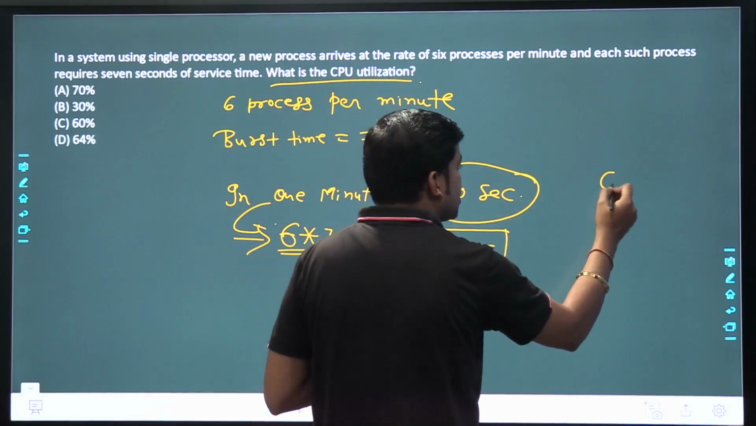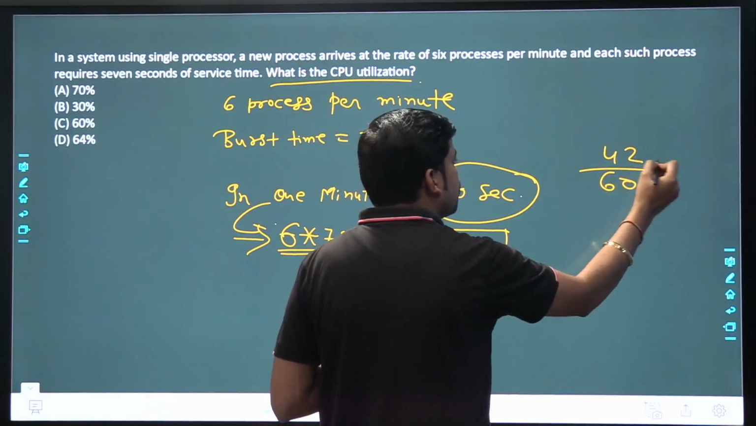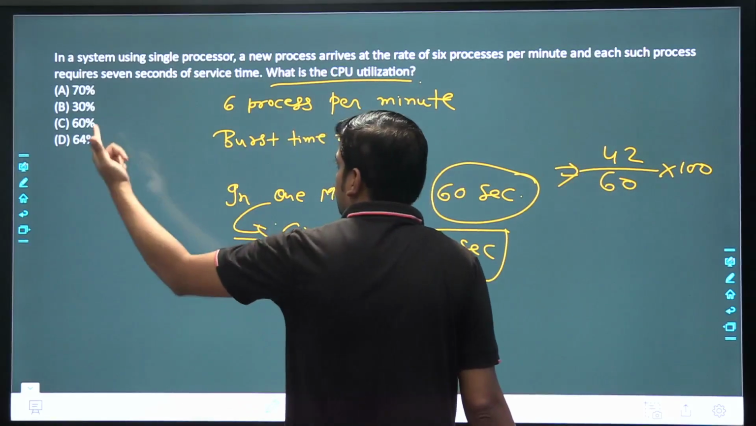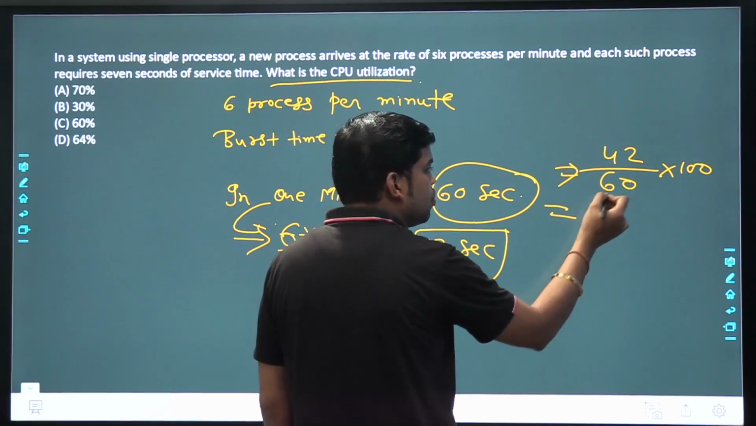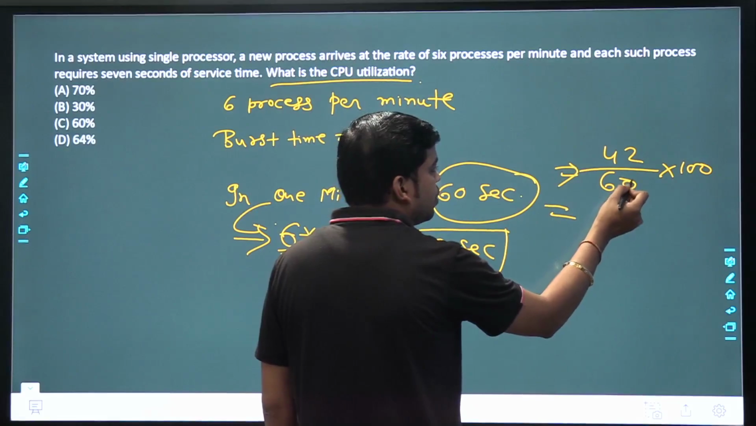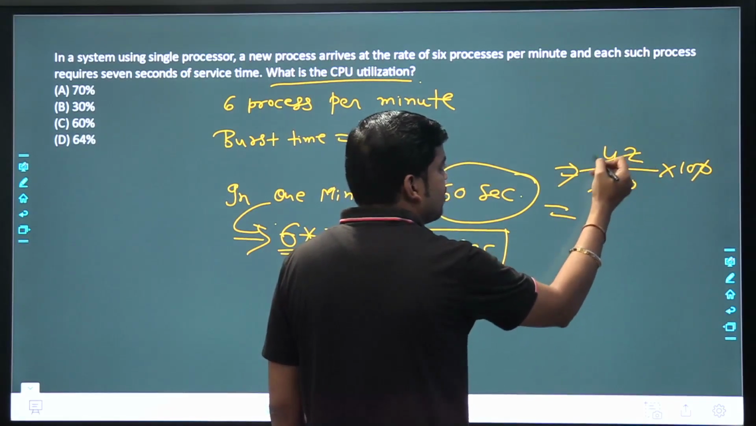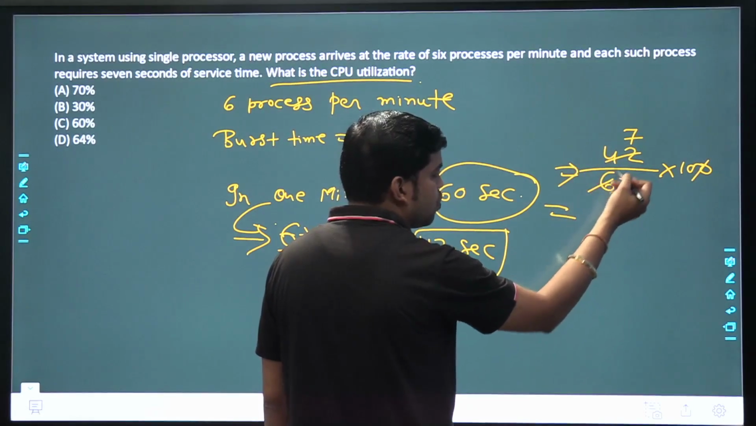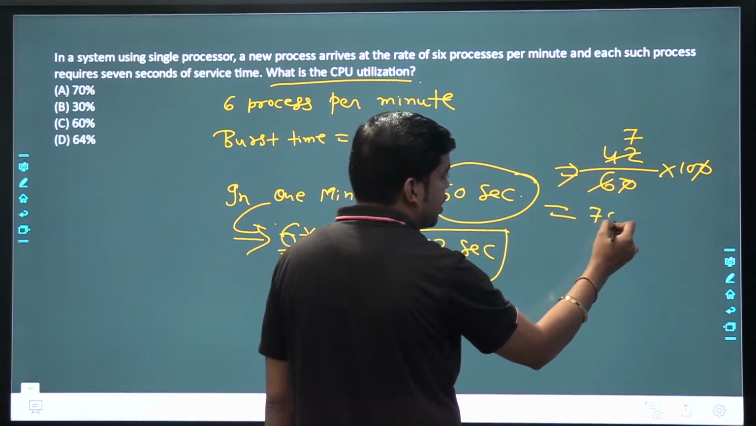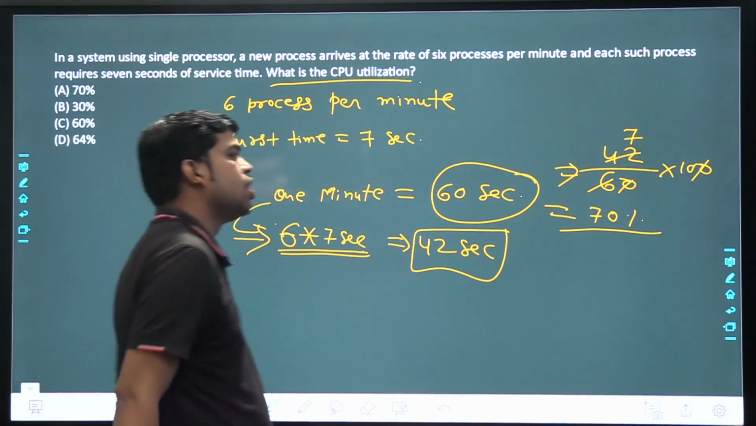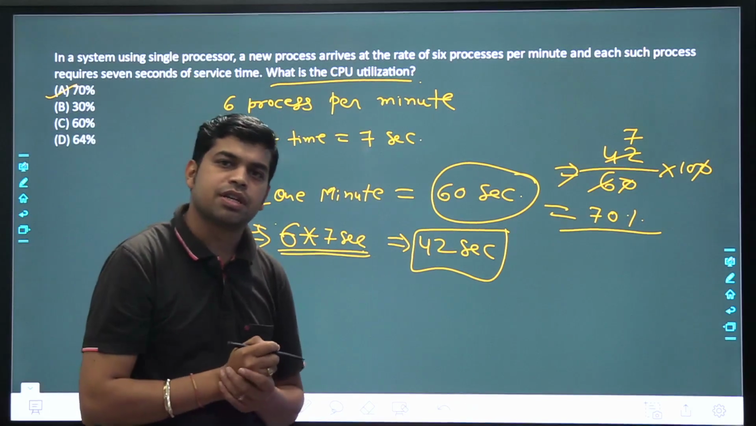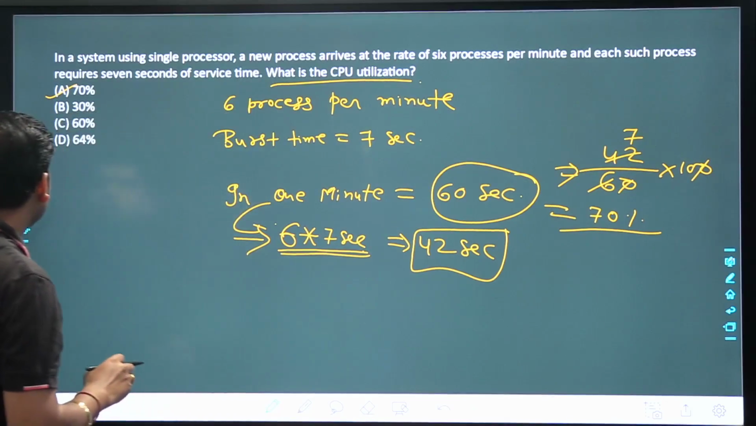So what is the CPU utilization? Out of 60, 42 is utilized. Multiply by 100 because it is a percentage. So the 0 cancels out, 7 6s are 42, and 7 into 10 is 70. So it is 70%. So the answer is 70% CPU utilization. It is a simple logical question.